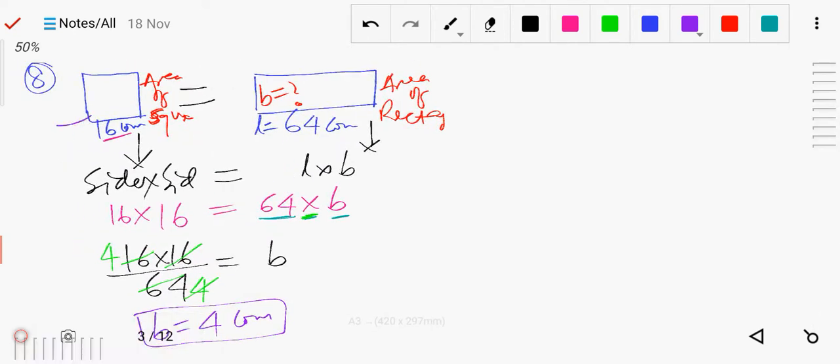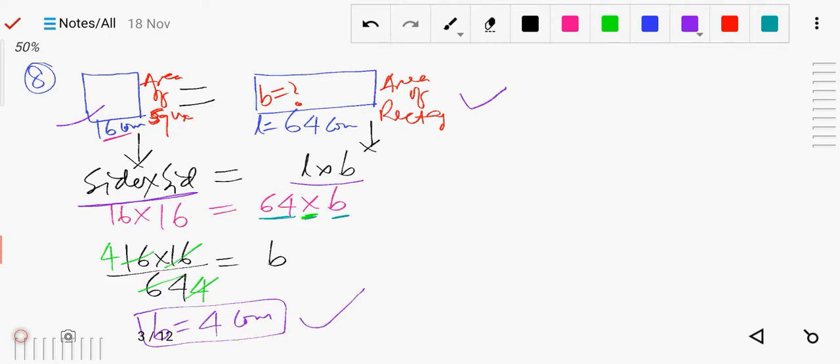Once again you can see it. This is the area of the square, this is the area of the rectangle, and both are equal, it is given. For the area of a square, we write side into side; for the area of a rectangle, L into B. We put in the given values and then find the value. So B equals 4 centimeters.